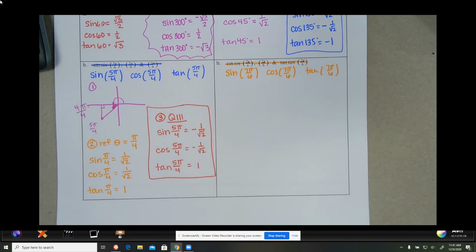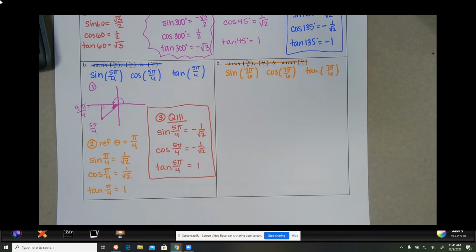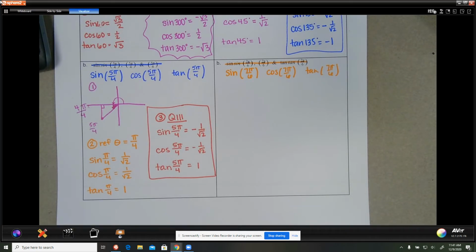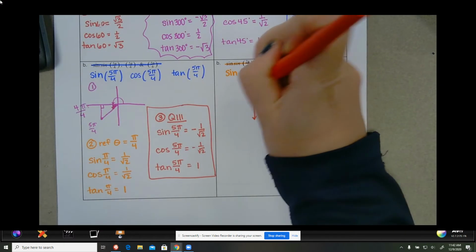All right, please pause the video and try the practice. All right, hopefully you're back. You tried this practice problem. So we are going to draw a little picture here, our unit circle.